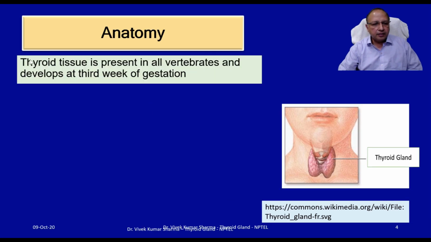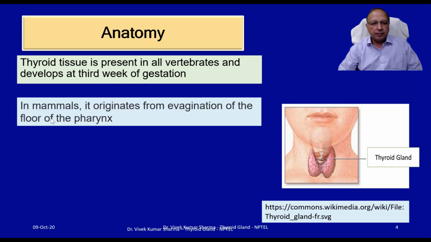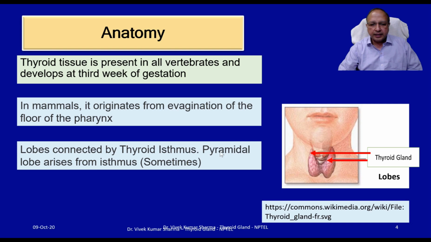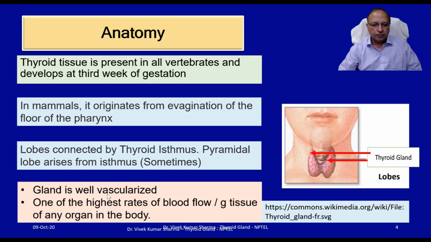Physiologic anatomy. Thyroid tissue is present in all vertebrates and develops at third week of gestation. In mammals, it originates from the evagination of the floor of the pharynx. So, lobes are connected by the thyroid isthmus, and sometimes from this isthmus there is origin of another lobe, that is the pyramidal lobe. The thyroid gland is one of the most well vascularized glands in the body, and it has one of the highest rates of blood flow per gram of tissue of any organ in the body.